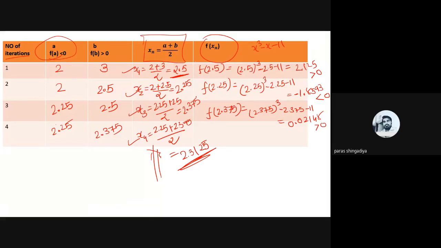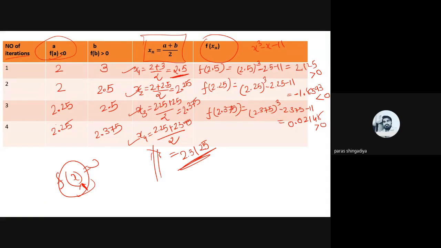And you can also check why it is an approximate answer. Why can we not consider it a perfect answer? When we say perfect answer, at any value of x, if f(x) becomes 0, then this x is called the perfect answer. It is called the exact solution. But here at f of 2.5, we get the answer 2.125, which is not near 0. Then at 2.25, the function output is minus 1.8593, which is also not near 0.